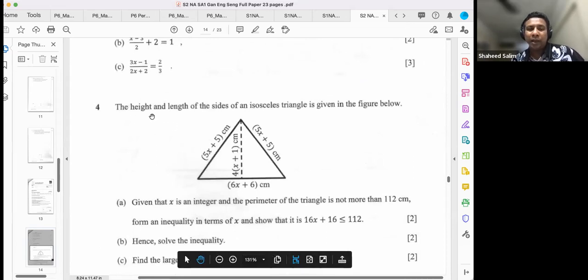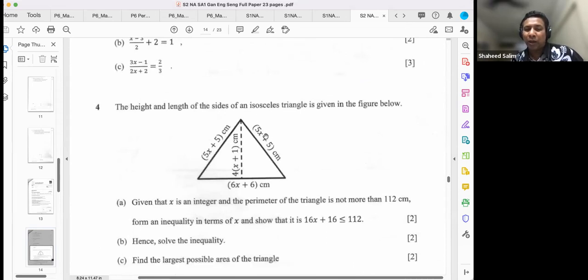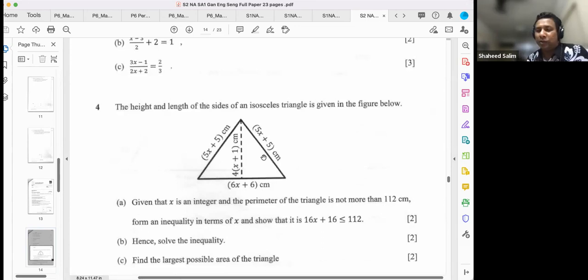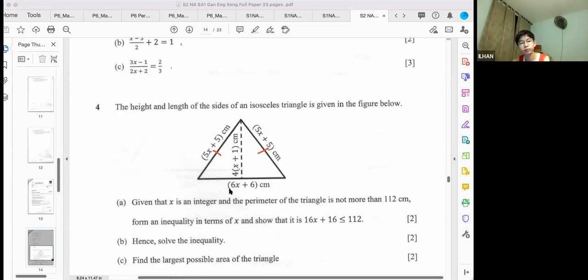Okay, let's read. The height and length of the sides of an isosceles triangle. We assume therefore these two are the same. This one is actually an application of inequality, so your knowledge of triangles you already know from primary school. That means let's say now these two are the same, 5x plus 5, 5x plus 5, same.